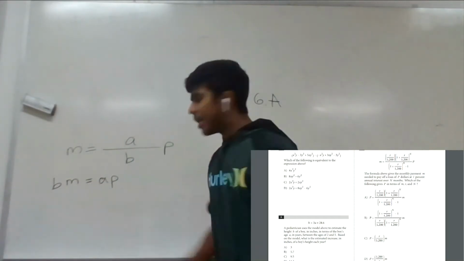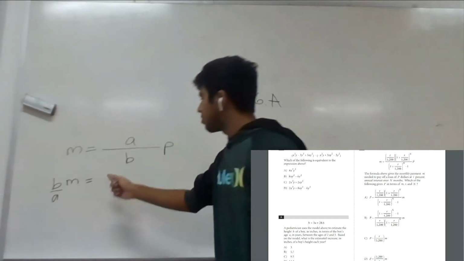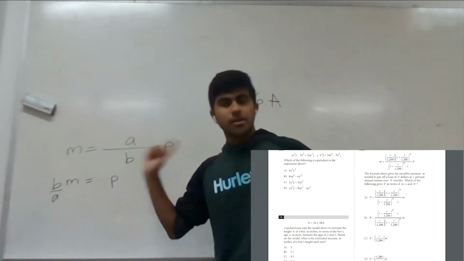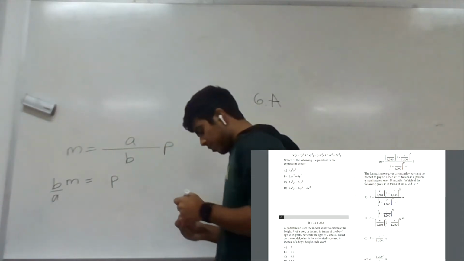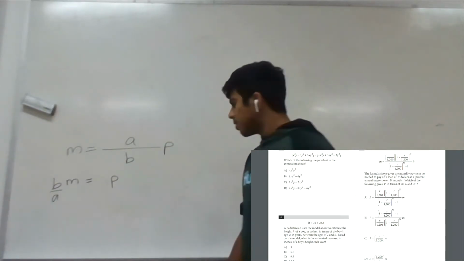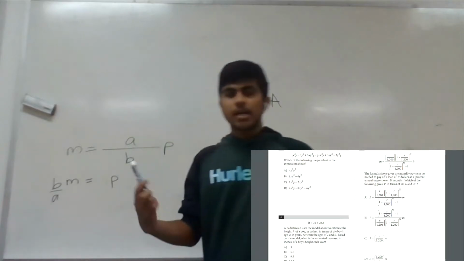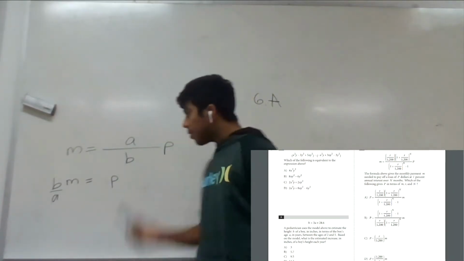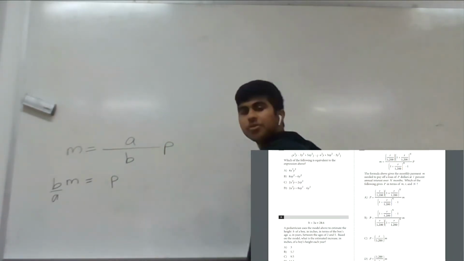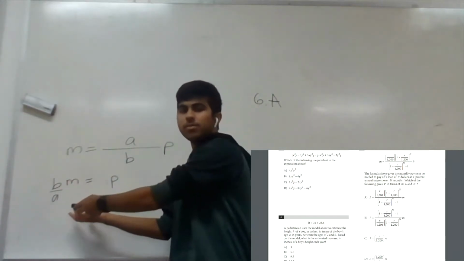And then you just divide by a on both sides, and you get b over a is just p. So this is literally it. Now we know how to write p in terms of everything else. So p is going to be m times b over a. And we know what b and a are, because a is the numerator and b is the denominator. So we literally just flipped it.